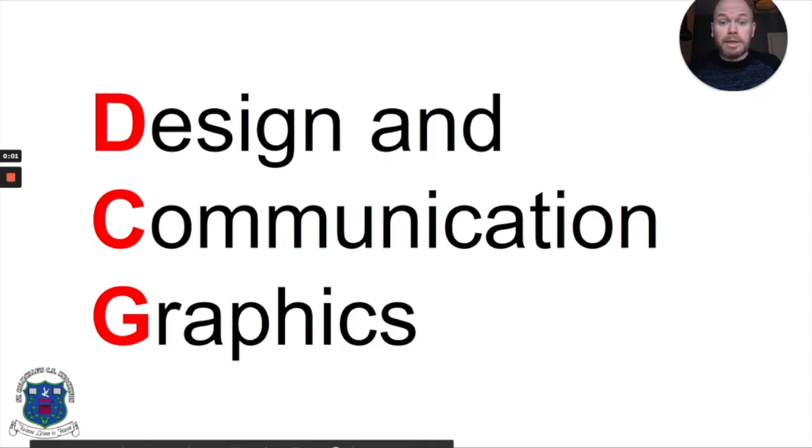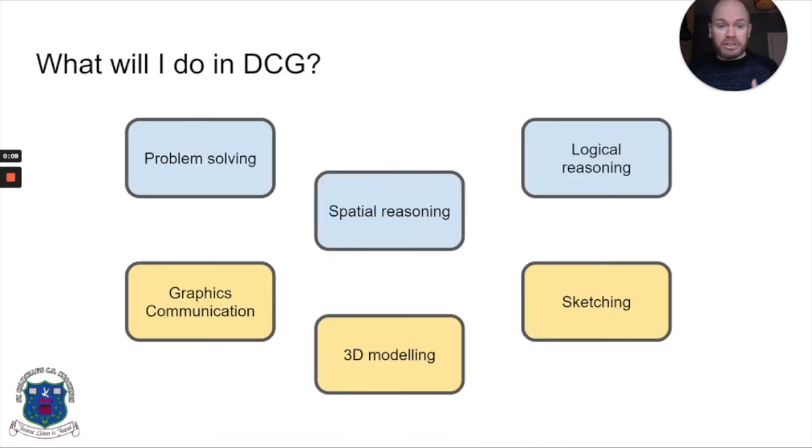Design and Communication Graphics, or DCG as we often call it, is the senior cycle version of technical graphics and graphics at junior cycle. As we move into senior cycle, this becomes more about problem solving, spatial reasoning and logical thinking than it did at junior cycle. We often bring in additional things like communicating graphically, graphic design, 3D modeling and sketching.